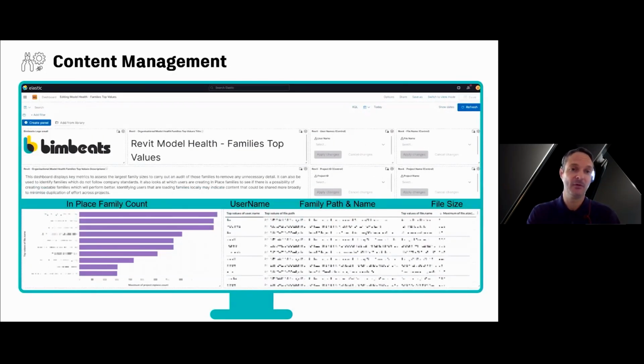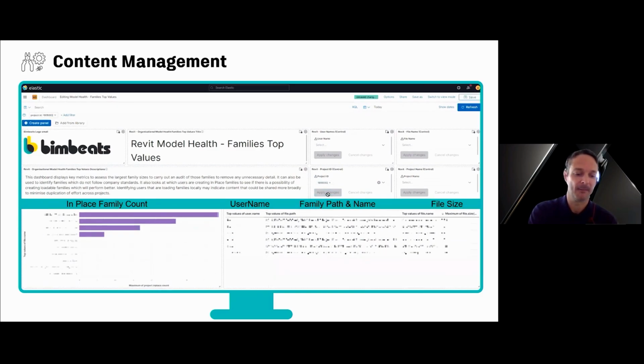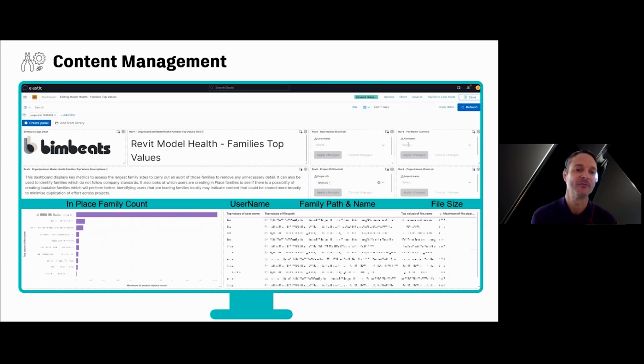From a model health point of view, and this is where I say there's other tools that are complementary, but what we could do was obviously track the number of in-place families on a project, and we can track the file size of those families as an example. So what we would often hear is that users would say, oh, I built an in-place family because I'm only using it once. It's a bespoke piece of casework. That's why I've not built it as a loadable family.